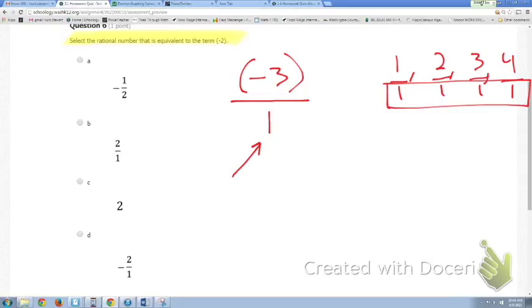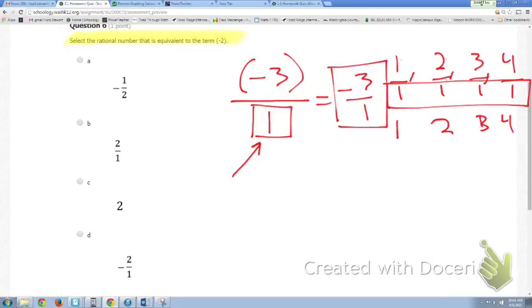It's just that, what is 1 divided by 1? 1. What is 2 divided by 1? 2. What is 3 divided by 1? 3. Every single one of these divided by 1 is just itself. But we can use this knowledge to our advantage. So I'd rewrite this as -3 over 1. This would be in fraction form, a rational number. So every integer is a rational number.